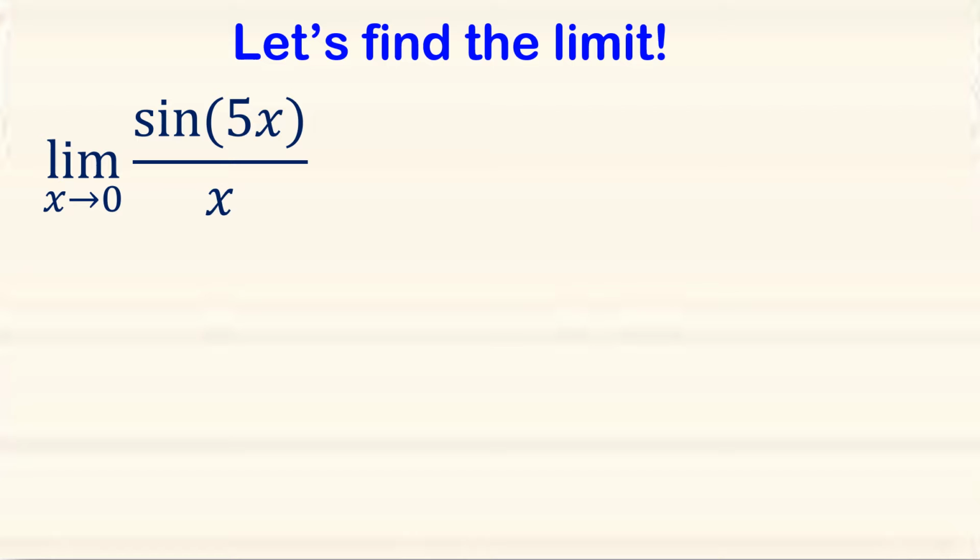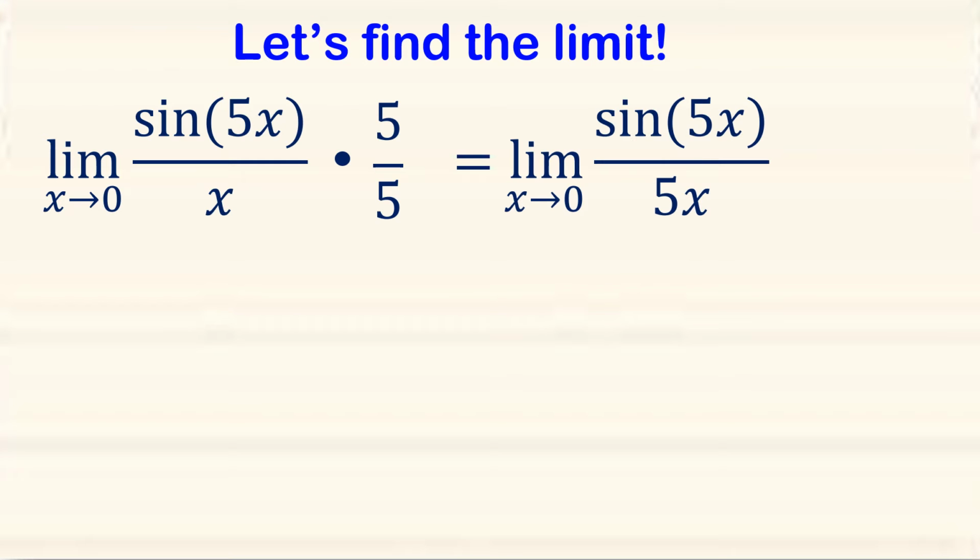Now let's find the limit of the following. Limit of sine 5x over x as x approaches 0. So first we are going to multiply it by 5 over 5. Since 5 over 5 is equal to 1, the value does not change at all. It is equal to limit of sine 5x over 5x as x approaches 0.